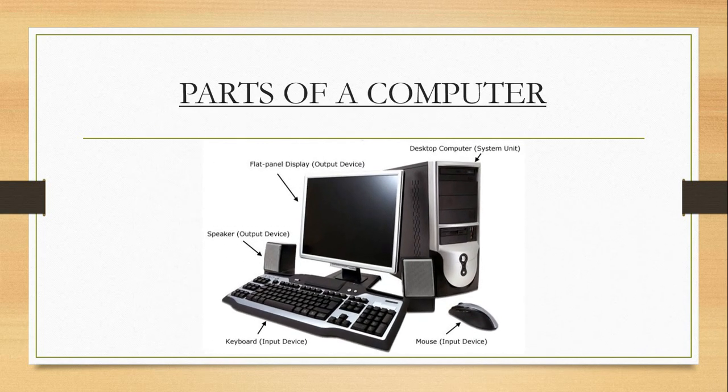So this is a computer or desktop computer. We have the system unit, we have the monitor, we have the keyboard and the mouse. These are the basic parts of the computer. Any other parts that you can see here are peripherals, and they just make the computer do more functions. They are not very necessary. An example is the speaker that you're seeing here.